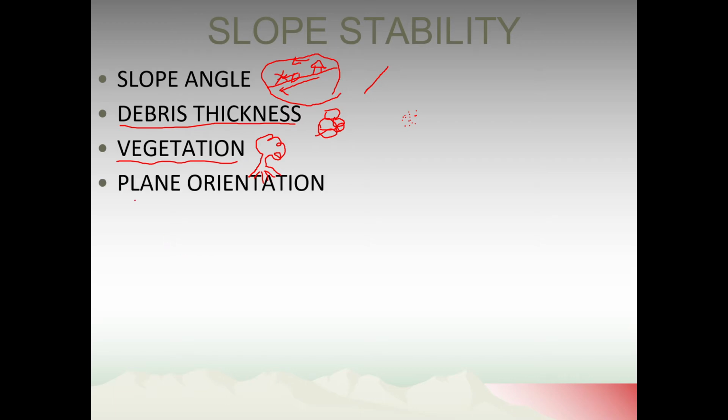Your plane orientation. So this plane here, what's going on within it, within the geology? What's the bedding like there? Is there foliation with metamorphic rocks? What are the fractures like? These affect whether or not your hill's going to go sliding off from underneath your feet.